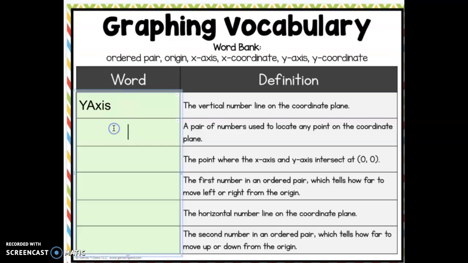Cool. Next, a pair of numbers used to locate any point on the coordinate plane. That's ordered pair. Next, the point where the x and the y intersect. That is the origin. Where does it originate from and start? Next, the first number in an ordered pair, which tells you to move left or right from the origin. That's the x-coordinate.